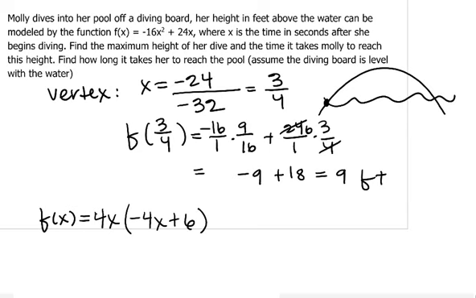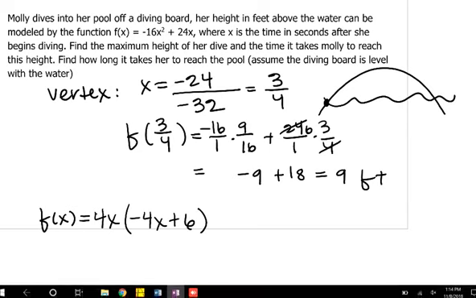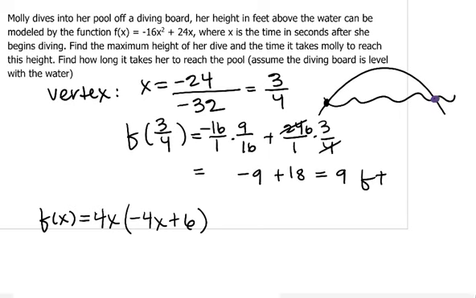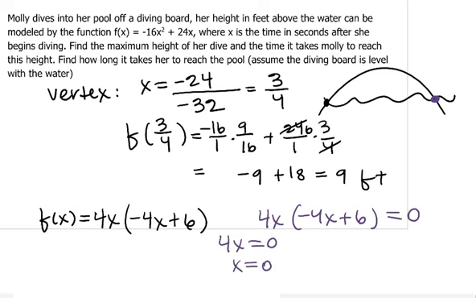If we're interested in where f equals 0, I'll say that 4x times negative 4x plus 6 equals 0. And that means that either 4x equals 0, which happens when x equals 0. Now, I already knew that she started out at the water level when she started her dive, so I'm not really that interested in that. What about negative 4x plus 6 equals 0? I think that's going to be our time. So I subtract 6, I'll have negative 6. I'll divide by negative 4. Negative 6 divided by negative 4 is 1.5.